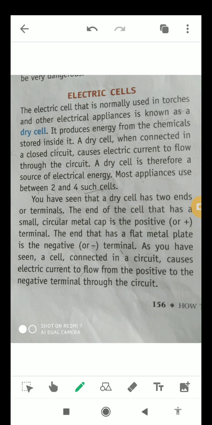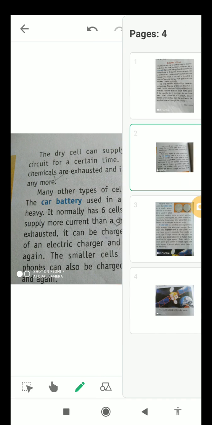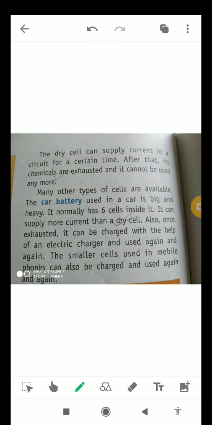Okay students, now the next slide. The dry cell can supply current in a circuit for a certain time. After that, its chemicals are exhausted and it cannot be used anymore. So once the dry cell chemicals are finished, nobody can use it again, and we cannot charge it as well.